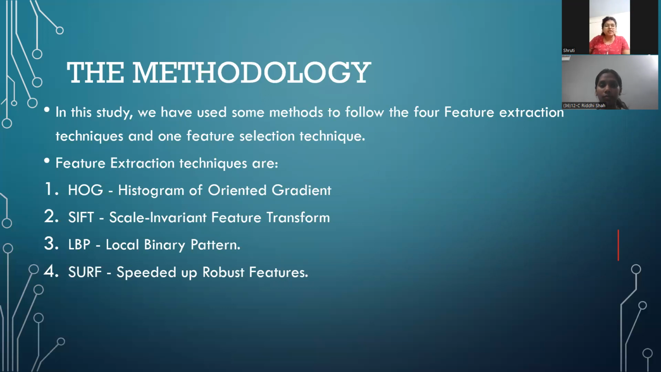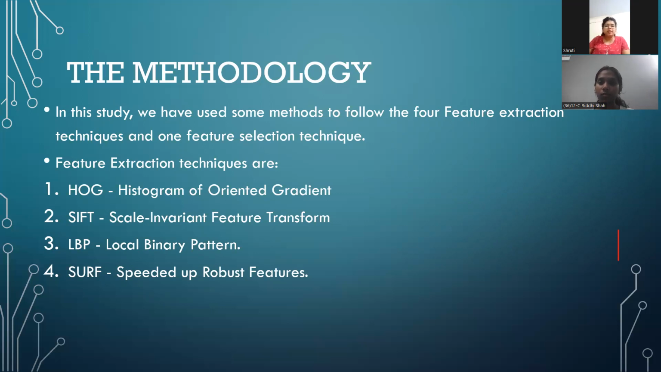For feature extraction we have used HOG, that is histogram of oriented gradients. In this technique, the graphs are plotted, and according to the graph, the whole detail and the bordering of the image are done, and features are extracted from the image. And the second, scale invariant feature transform. In this, the distance between the objects in the image is computed, and then features are selected from that. LBP is local binary pattern.